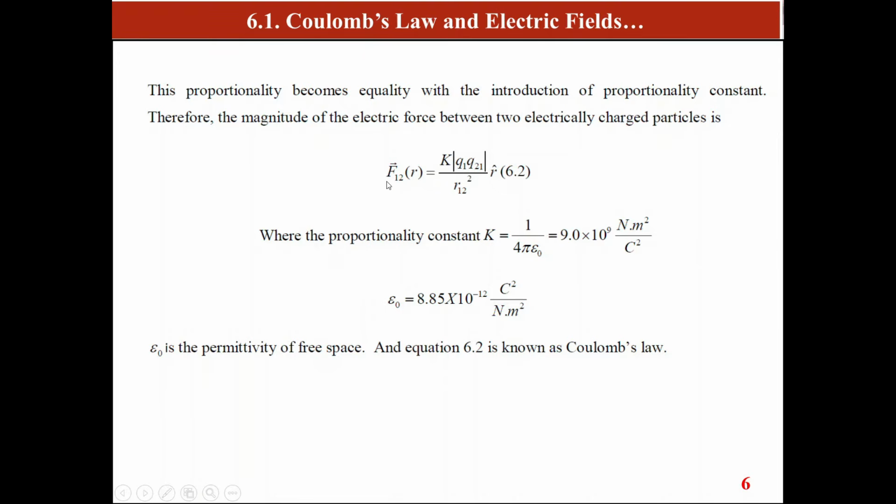R hat in the case of F12, but in the case of F21, the R hat, which is the direction indicator, is in the opposite direction. F12 is different from F21 in direction, not in magnitude. In magnitude, they are the same. So the proportionality constant K is equal to 1 over 4 pi epsilon naught. This epsilon naught is called the permittivity of free space.